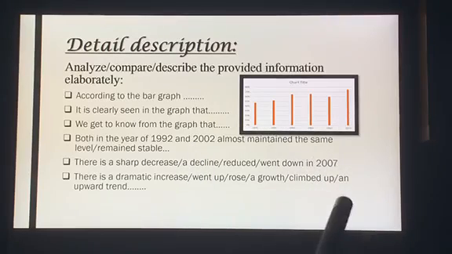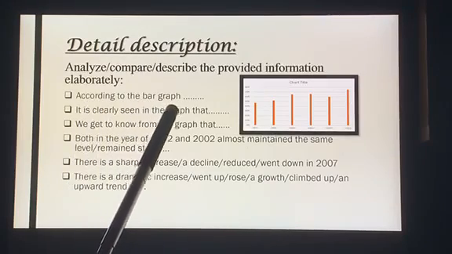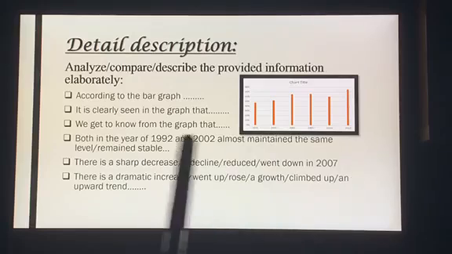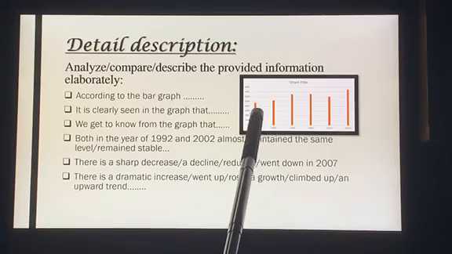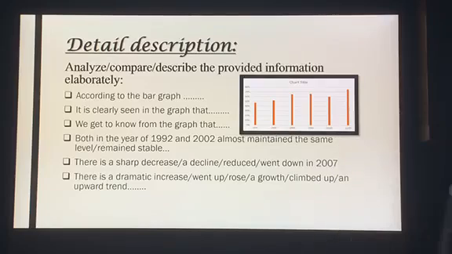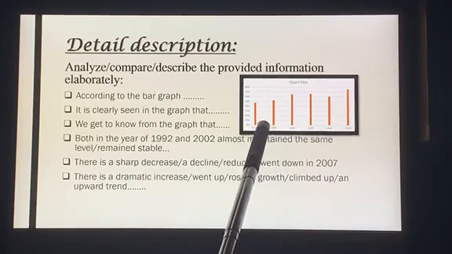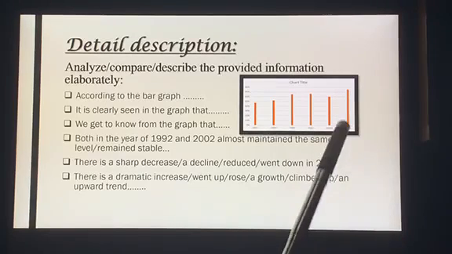While describing the graph, at first you can start like this: According to the graph, or it is clearly seen in the graph, we get to know from the graph. You could start your sentence like that. We get to know from the graph, or it is clearly seen in the graph, that there is a consistent, or there is a gradual rise in the rate of literacy of Bangladesh over the years, where we get to see that at the end of the graph it reached its peak, the highest point. Okay.